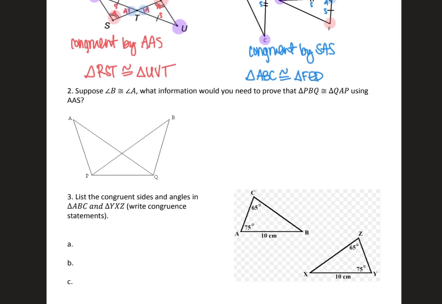Okay, so number two says, suppose that angle B is congruent to angle A. So I'm going to mark that. What information would you need to prove that the two triangles are congruent using AAS? One thing I see here is that we have a shared side. So it might be helpful to draw these two triangles separately.